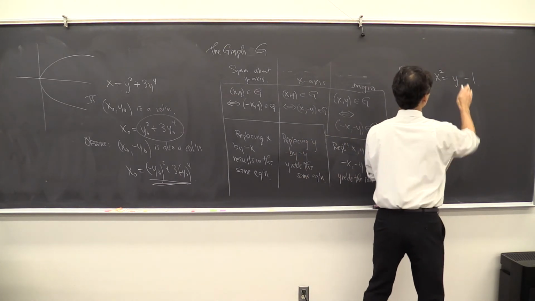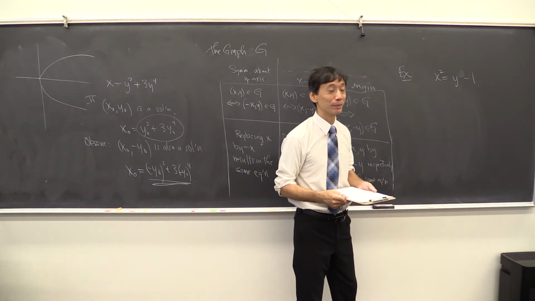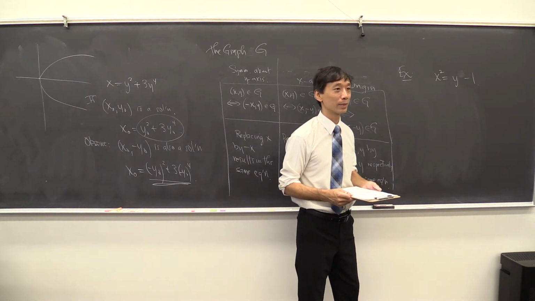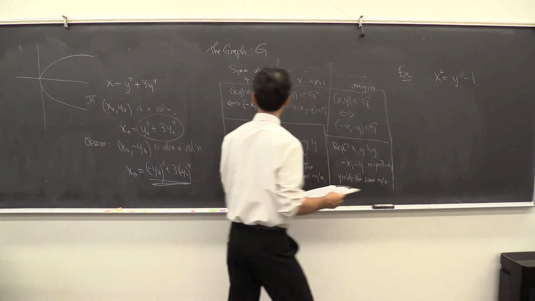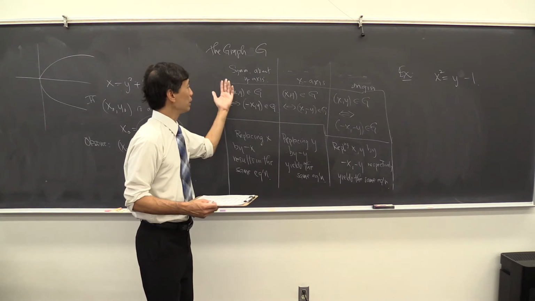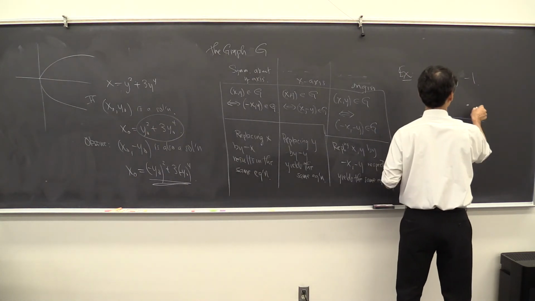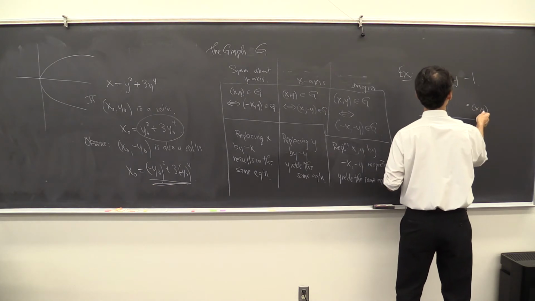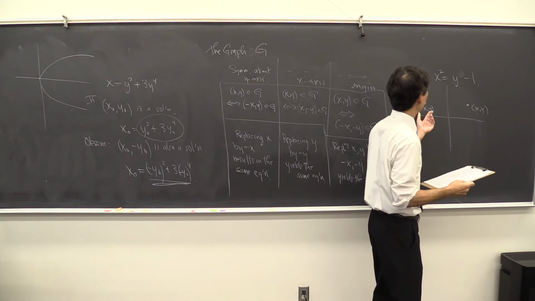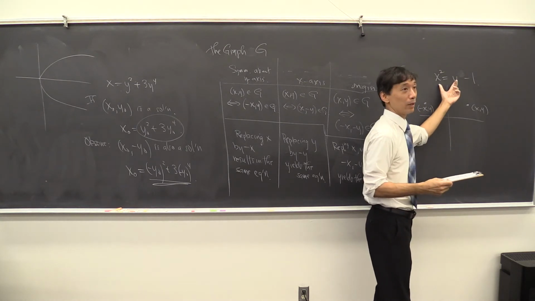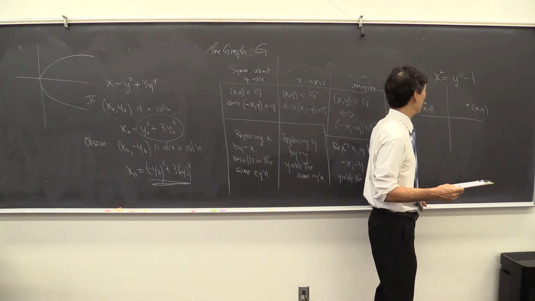If I have something like this, what would it be? Y-axis, yep. So if you replace x by negative x, you see that this is saying if you have your point x, y, it lies on the graph, then negative x comma y is going to also satisfy this equation. So it's symmetric about the y-axis.